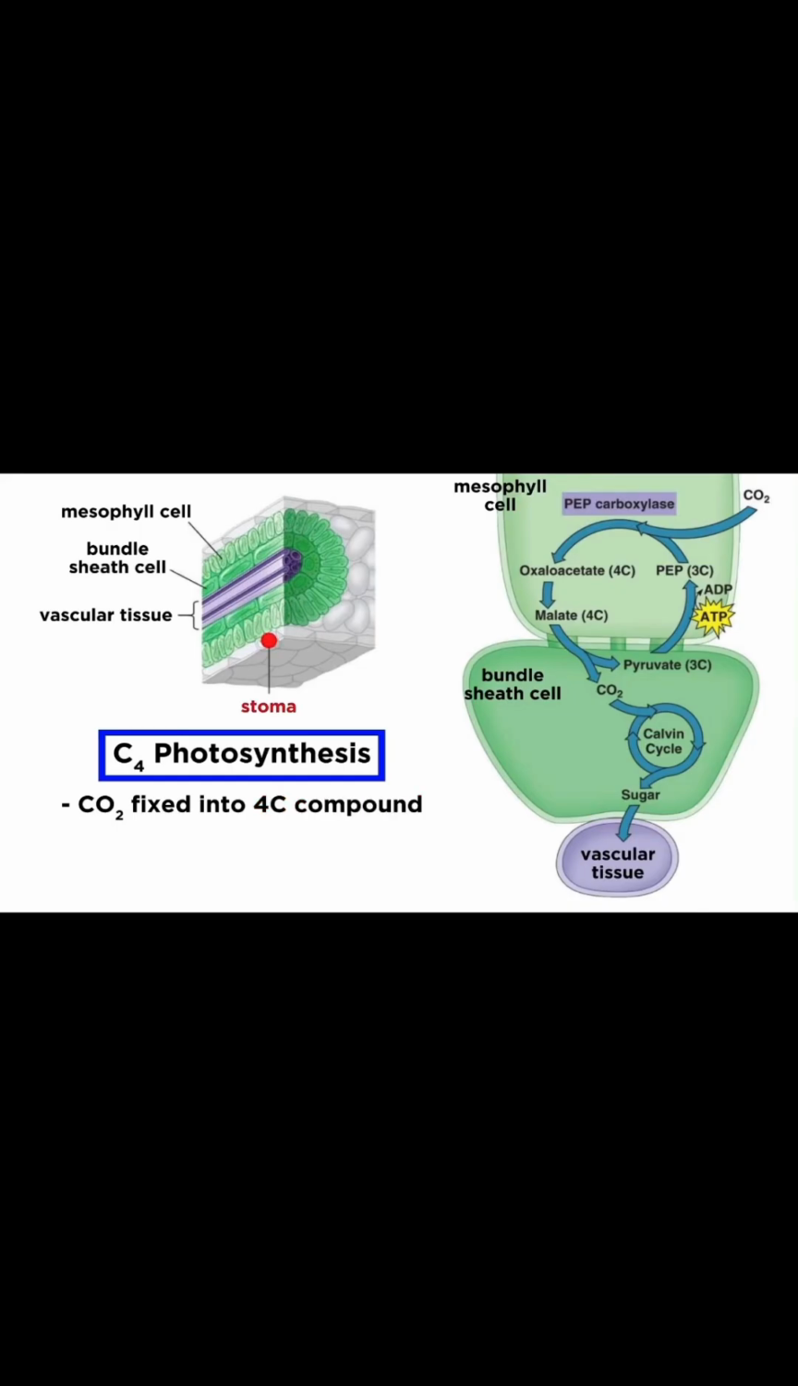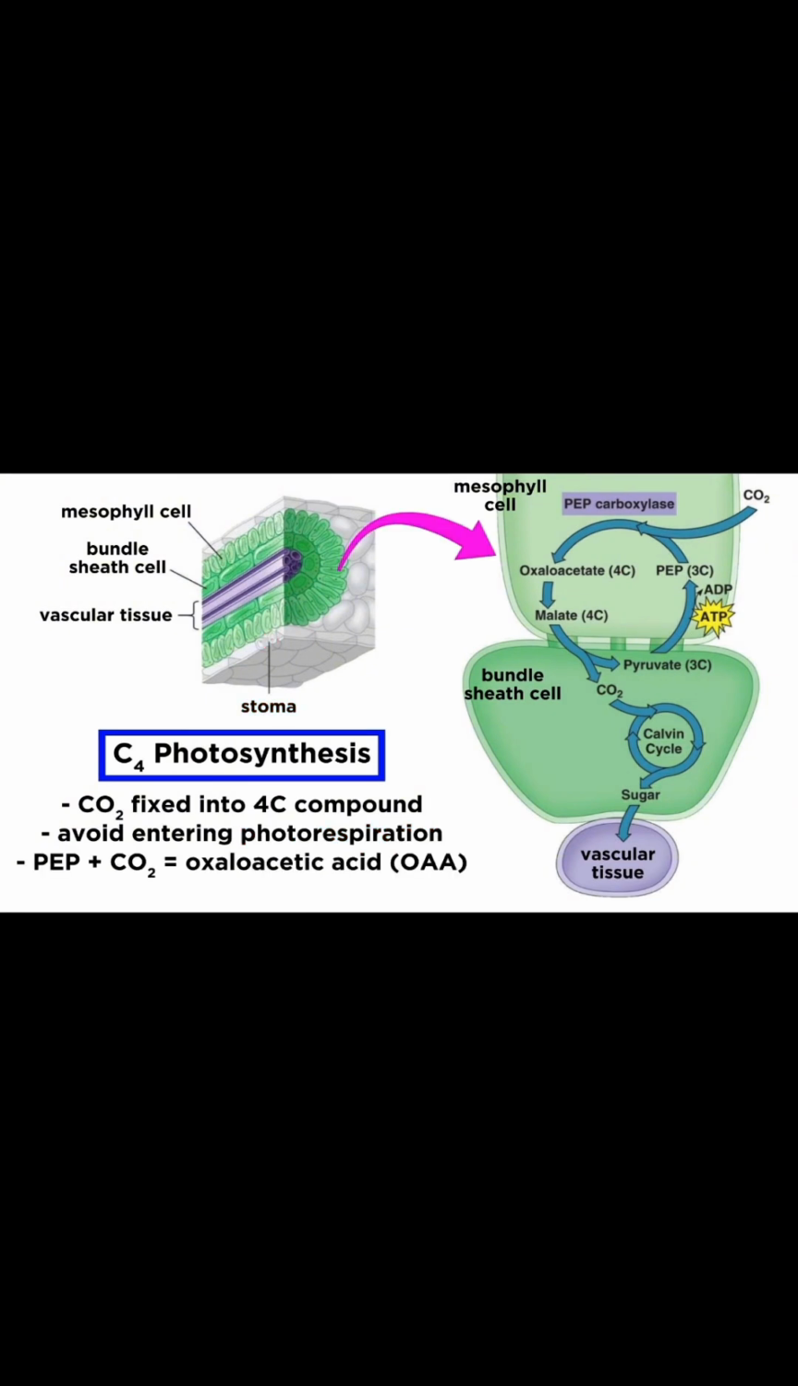4-carbon compound. Like C3 plants, C4 plants will close their stomata to conserve water loss. However, unlike C3 plants, C4 plants will continue to make sugars using photosynthesis instead of entering photorespiration. They do this by initially fixing carbon dioxide in the mesophyll cells via the enzyme PEP carboxylase, which reacts the 3-carbon phosphoenolpyruvate, or PEP, with CO2 to form the 4-carbon oxaloacetic acid, or OAA.